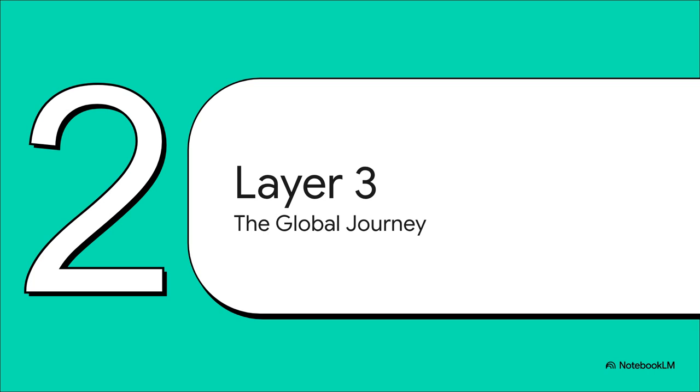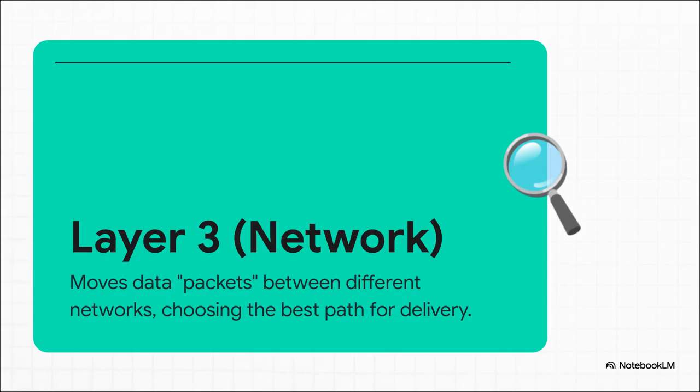Okay, so that's local delivery. Pretty straightforward. But what about getting data from that server in Tokyo? For that, we need to zoom way out. Let's shift gears to Layer 3 and talk about the global journey. And this is the network layer. Its job isn't to deliver within a network. Its job is to move data between different networks.